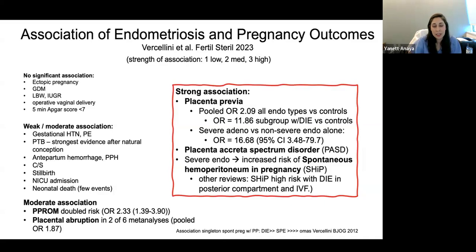As far as other things that we see increased, there is placenta accreta. This is when the placenta invades deeply into the muscle of the uterus, and the placenta is not able to come off the wall. And the other thing that we'll see, specifically with severe endometriosis, is an increased risk of spontaneous hemoperitoneum in pregnancy, which is like a hemorrhage into the pelvis.